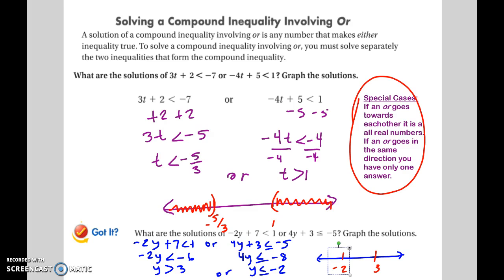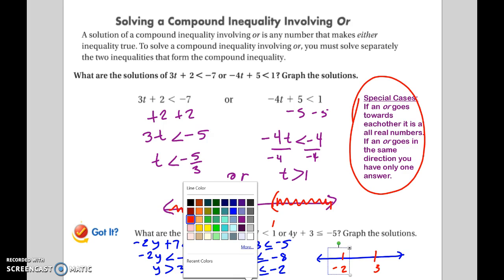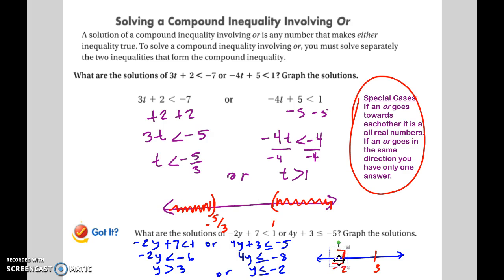So when we graph on the negative 2, we want to make sure that we take into account that it's equal to, so bracket, and it's less than. It's greater than 3, so parentheses, and it's greater than. It's going in opposite directions, so we don't have a special case.